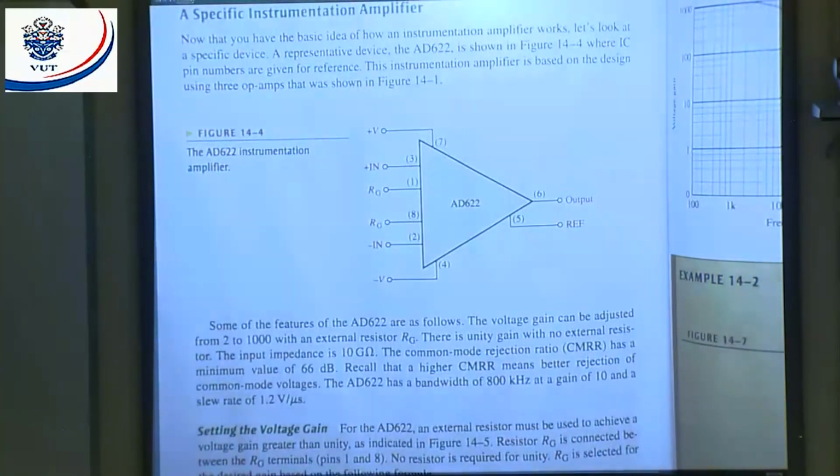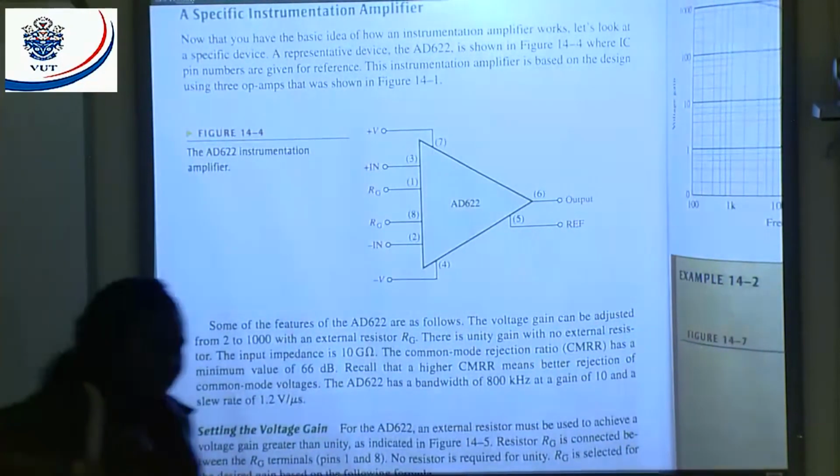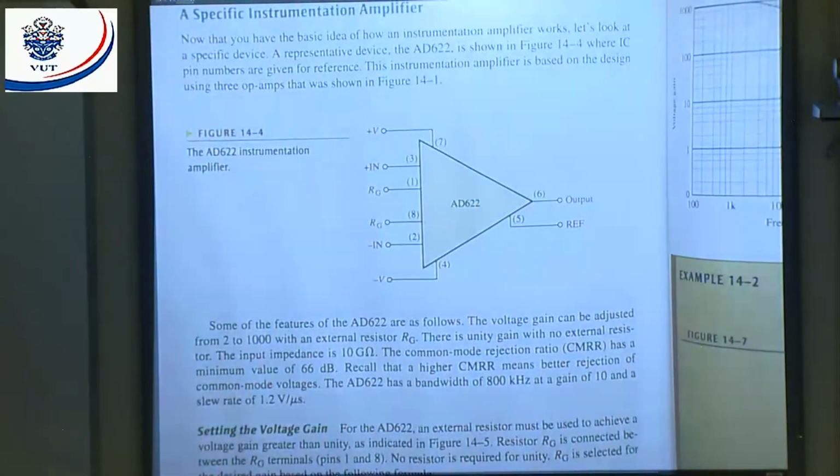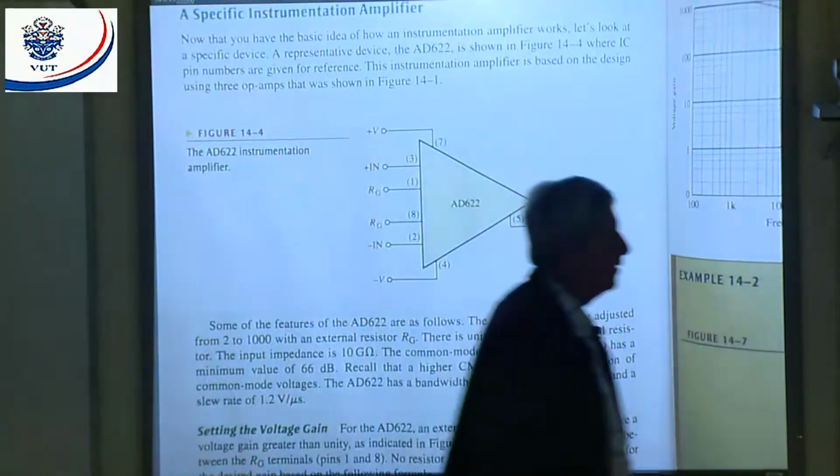The input impedance is 10 giga ohm. That means we've got a fairly high input impedance. The common mode rejection ratio has a minimum value of 66 dBs. Recall that the higher the common mode rejection ratio means better rejection of the common mode voltages. They say the AD622 has a bandwidth of 800 kilohertz at a gain of 10 and a slew rate of 1.2 volt per microsecond. You know about bandwidth, you know about slew rate. Now let's quickly have a look at setting the voltage gain.